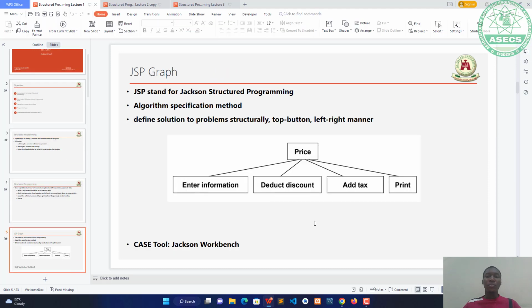Let's move on to this one. So under shi structured programming shi ne aka kawo wani abu da ake ce ma JSP, which stands for Jackson Structured Programming.